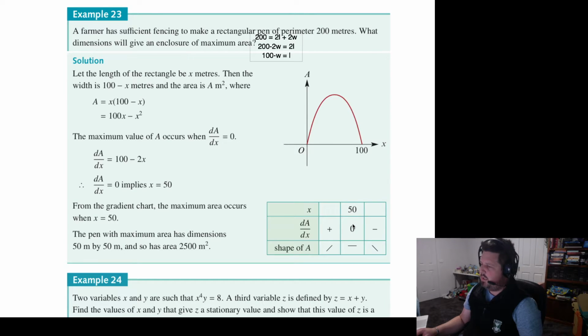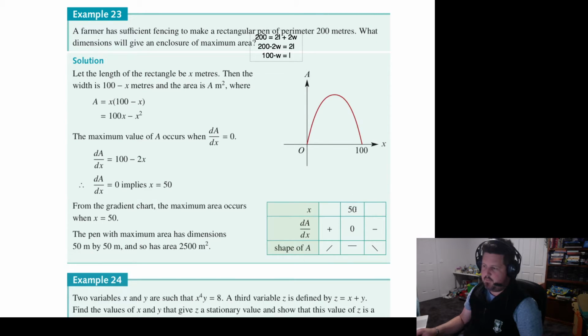Again, you can check here and check the gradient chart. Stationary point, checking what's happening to the left. Okay, it's a positive gradient. Checking what's happening to the right, it's a negative gradient. When it goes up and then down, obviously that is going to be a maximum.